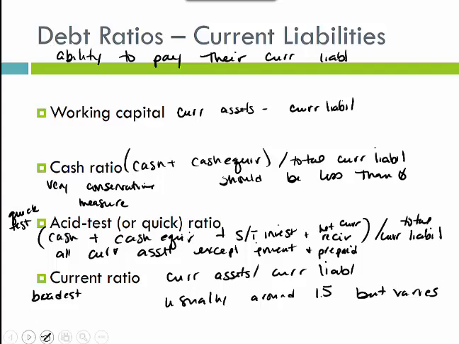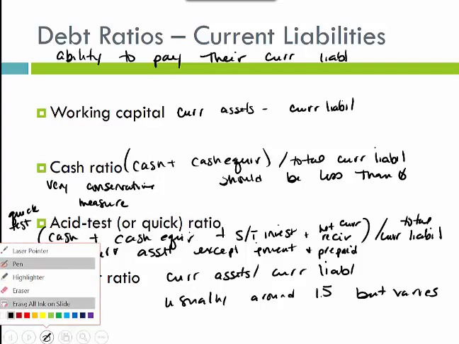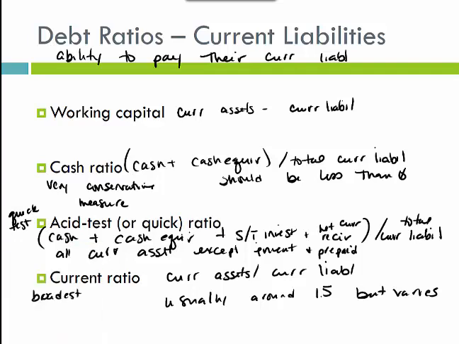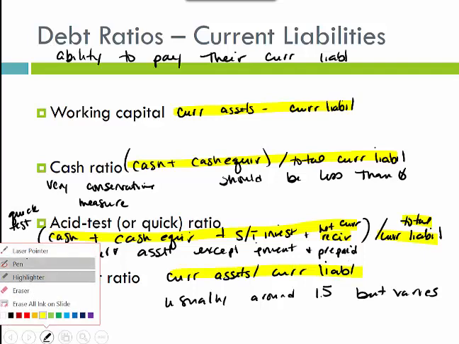So those are the three, four if you include working capital. So those are the four formulas that we have for this one. Cash, that's a big long one there, and current assets divided by current liabilities.